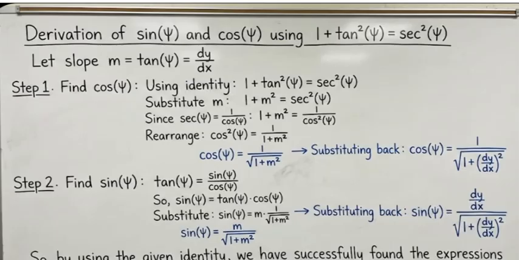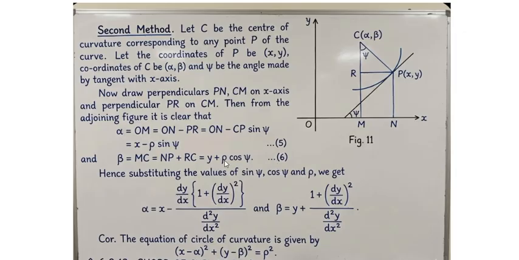Then, we already know the radius of curvature in Cartesian form, that is, 1 plus dy by dx whole square raised to 3 by 2 divided by d square y by dx square. Therefore we know the rho value, the cos psi value and the sin psi value. If you substitute back, you can get this final result.